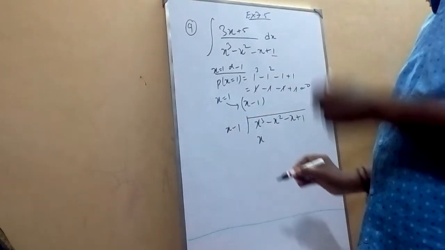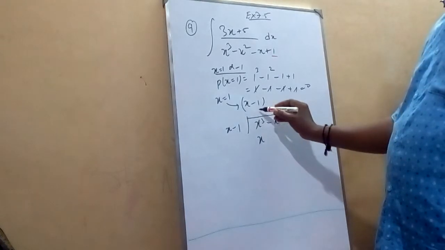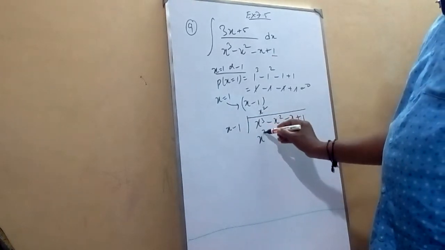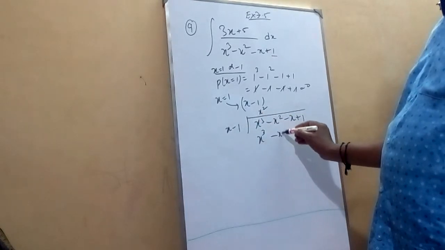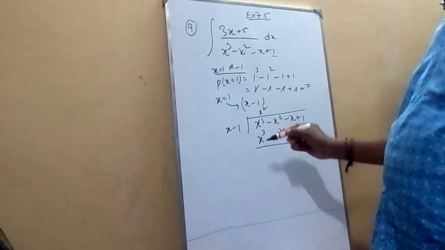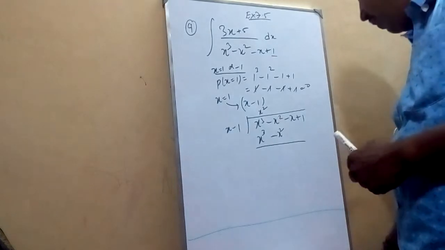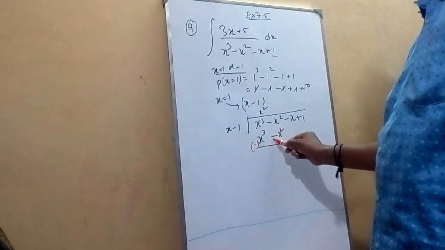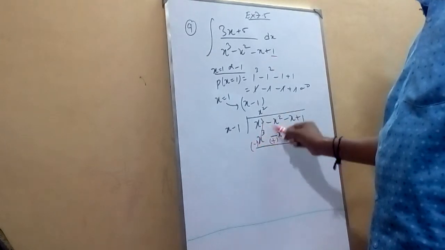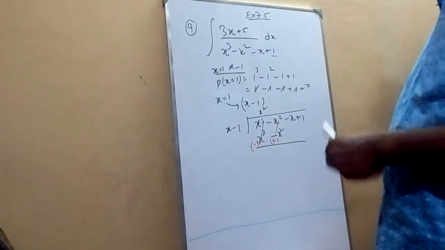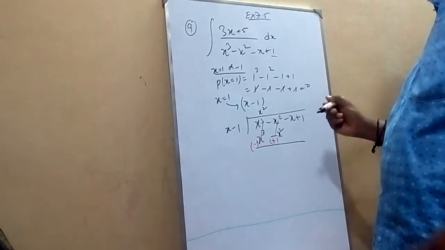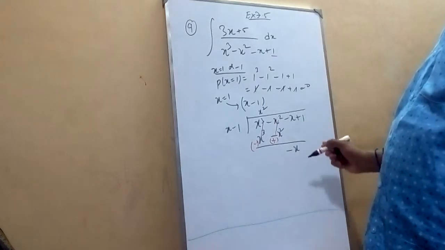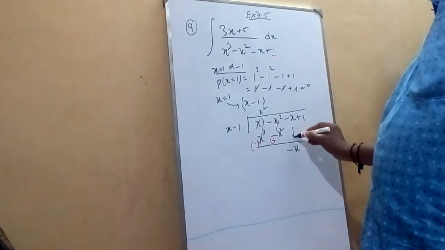So x square, because x into x square gives x cube, so x cube minus x square. Here you have to change the symbols to the opposite. So it is x cube minus x square. The next term is minus x. When you bring down the minus x, it is not coming, so along with that you are trying.